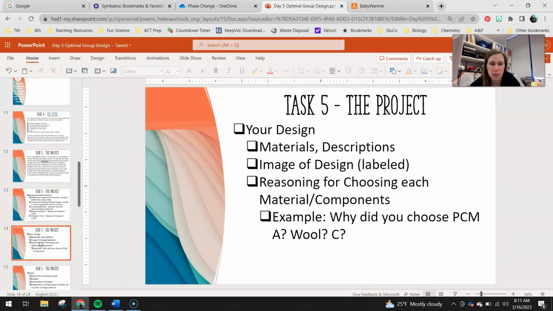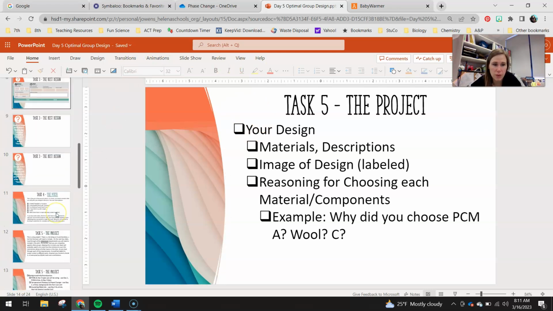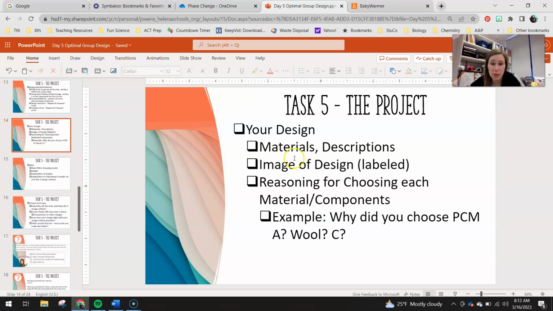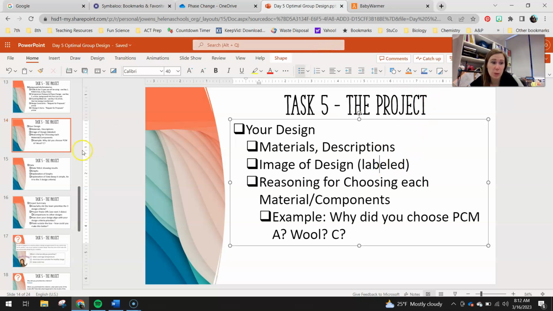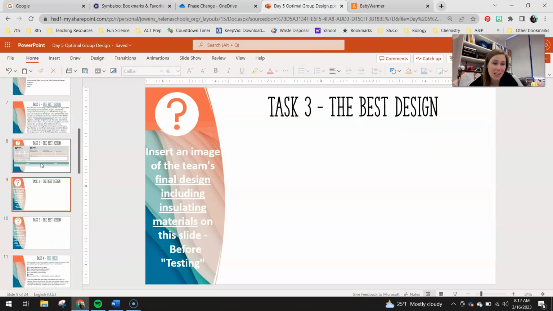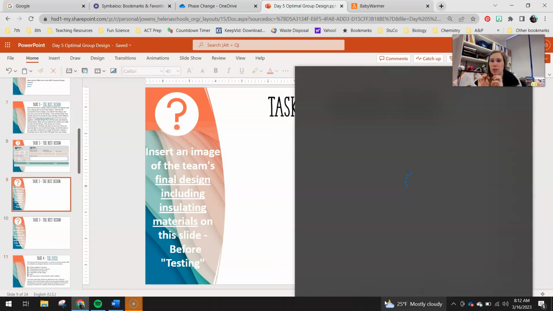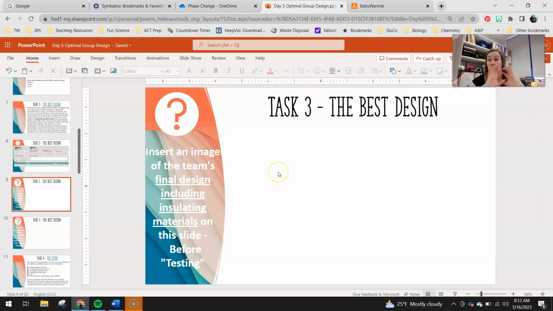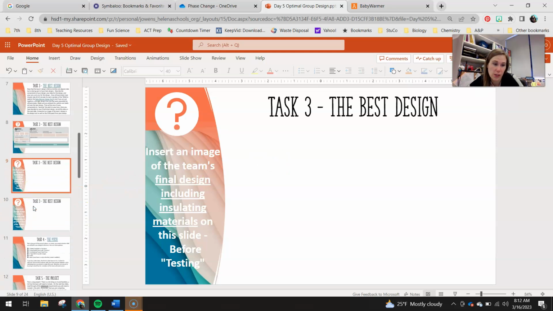Okay, then you guys will start talking about your design. Okay, this is the design that you guys kind of finalized in this project back on task 3. Okay, in that you guys want to include what materials you ended up doing, a description of those materials, maybe why you chose some of those materials, an image of your design. That should be one of the images that you guys posted on slide 9, where you guys stuck the one that showed the incubator with the 4 different PCMs in it, and also with the little box over on the side that showed the insulating materials and how many layers you used of each.